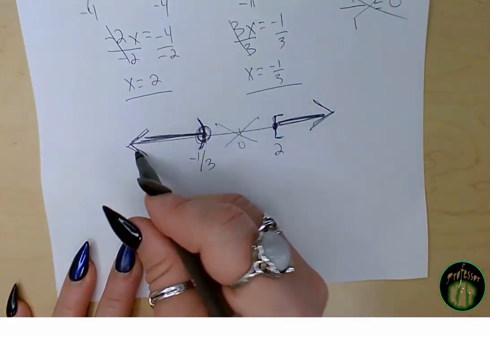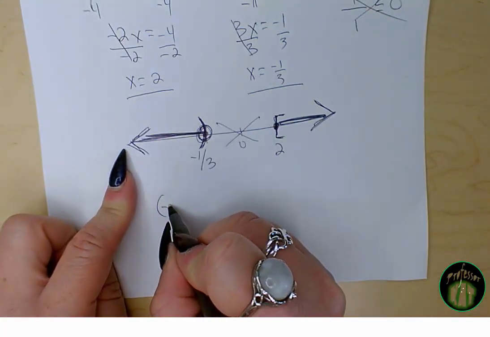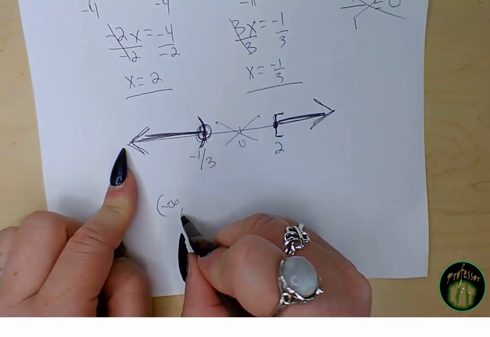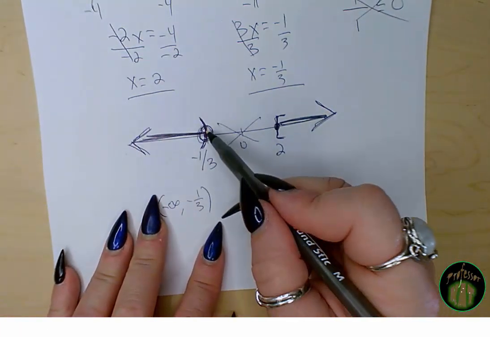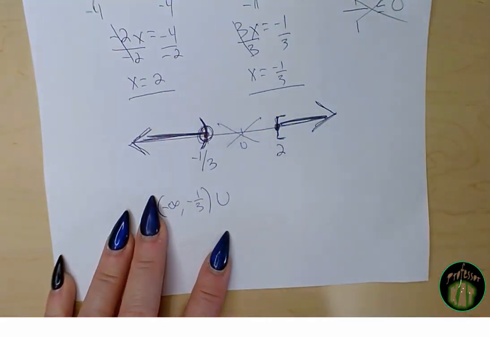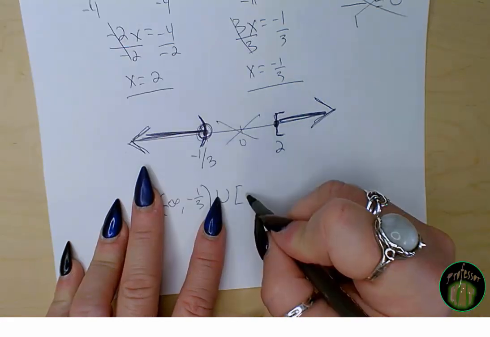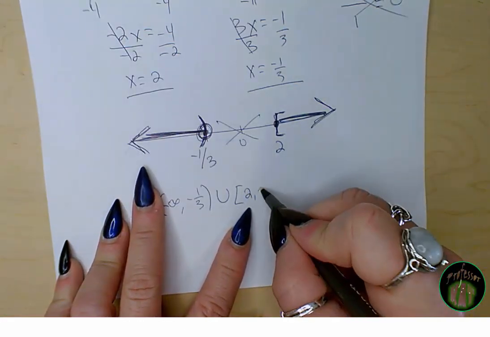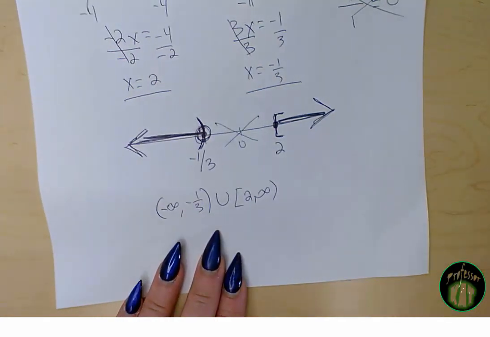So our interval notation, coming from the left-hand side, has a parenthesis always for infinity, because it's coming from the negative infinity direction, up until negative 1/3, and then close your parenthesis. Then you have a gap here, so you're going to represent that with a union. And then we pick our answers back up at 2, and that's going to have a bracket with a 2, comma, all the way to positive infinity, which has a parenthesis.